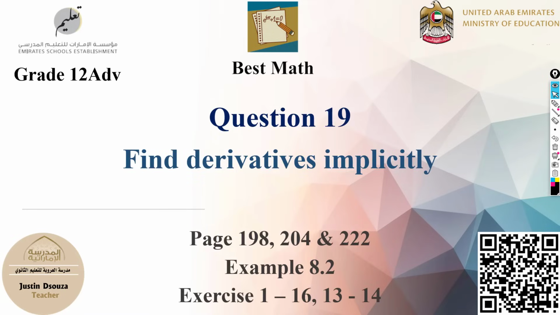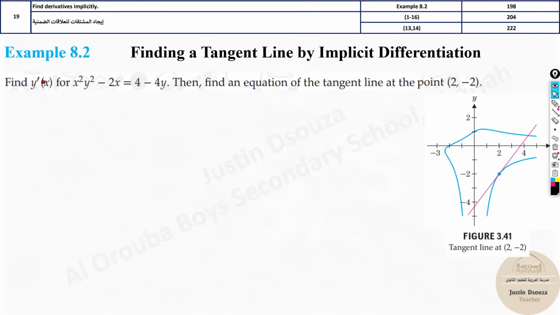Question number 19, the penultimate question in the end of term exam questions, is to find derivatives implicitly. Implicit derivation is when you have 2 variables. Now let's look into it. Here you are to find y dash of x, where x square y square minus 2x equals 4 minus 4y. You can see x is over here and y is there.